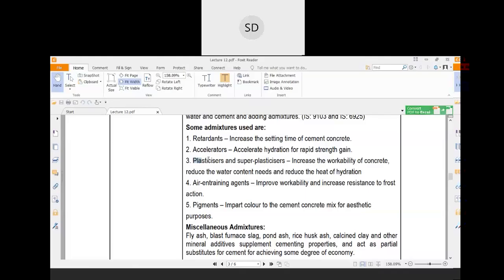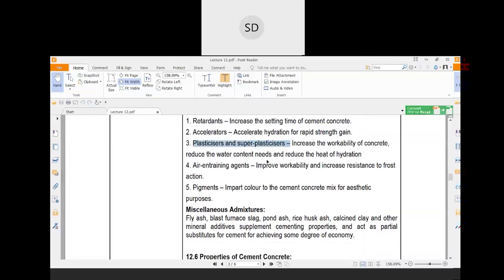Basically, these are the things for which I have given some examples: whenever your water cement ratio needs to be reduced but your workability should be increased, in that case you can use plasticizers and super plasticizers.